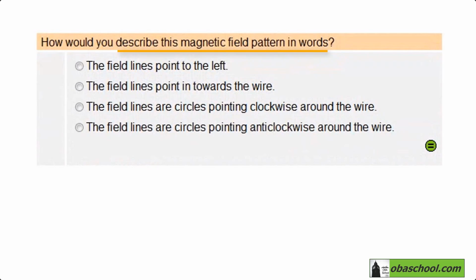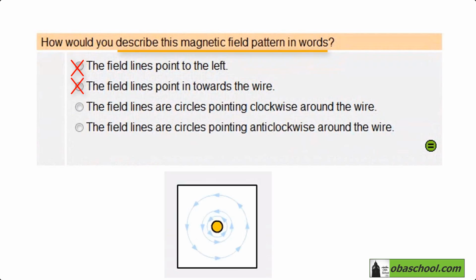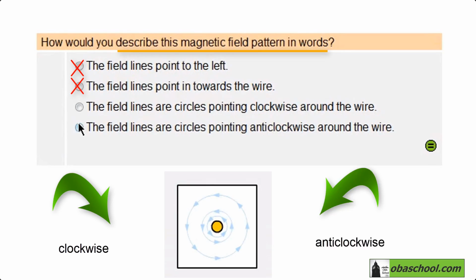In words, how would you describe the magnetic field pattern? We've already agreed that the field lines are circular, so the first two options are excluded. So observe the pattern. Are the field lines pointing clockwise around the wire or anti-clockwise? Anti-clockwise, and that is correct.